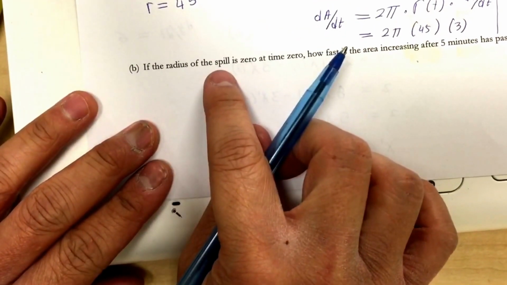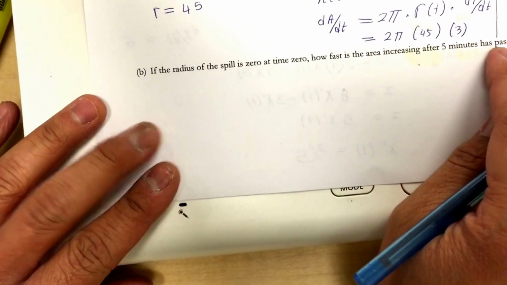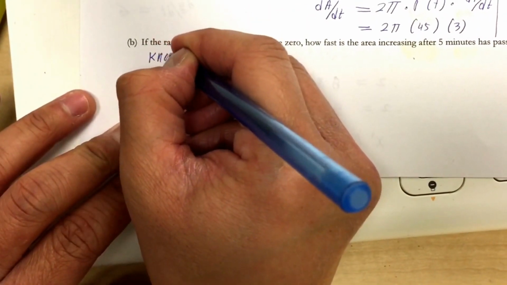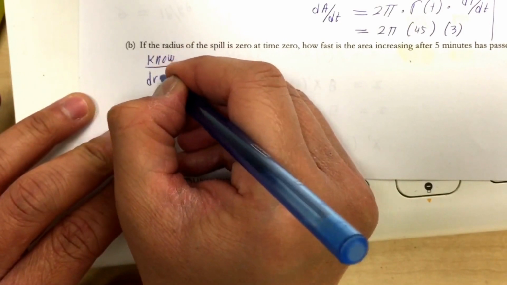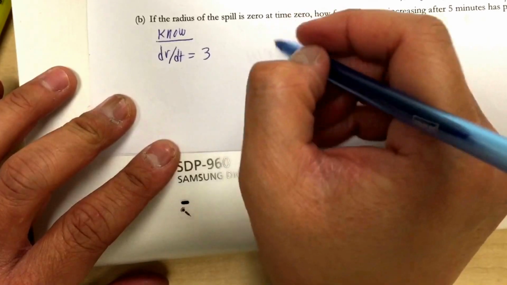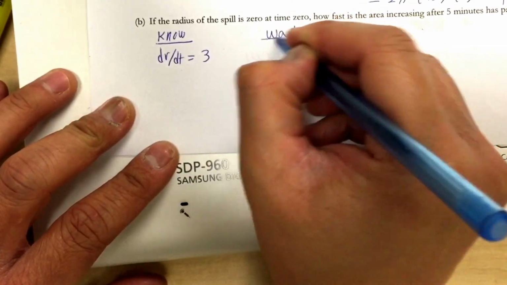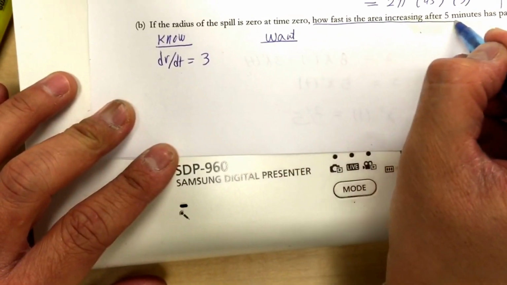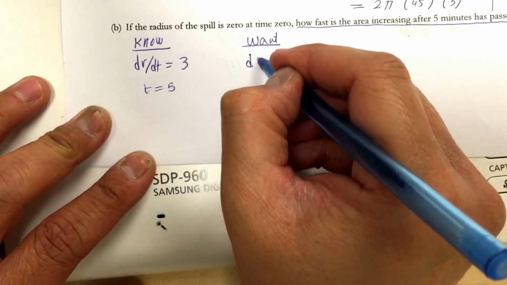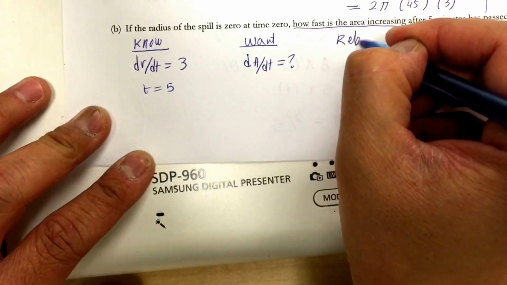If the radius of the spill is 0 at time 0, how fast is the area increasing after 5 minutes have passed? So here's what we know. We know that the change in radius with respect to the change in time is 3. Here's what we want. How fast is the area increasing after 5 minutes? So time equals 5 minutes. How fast is the area increasing? How are they related?